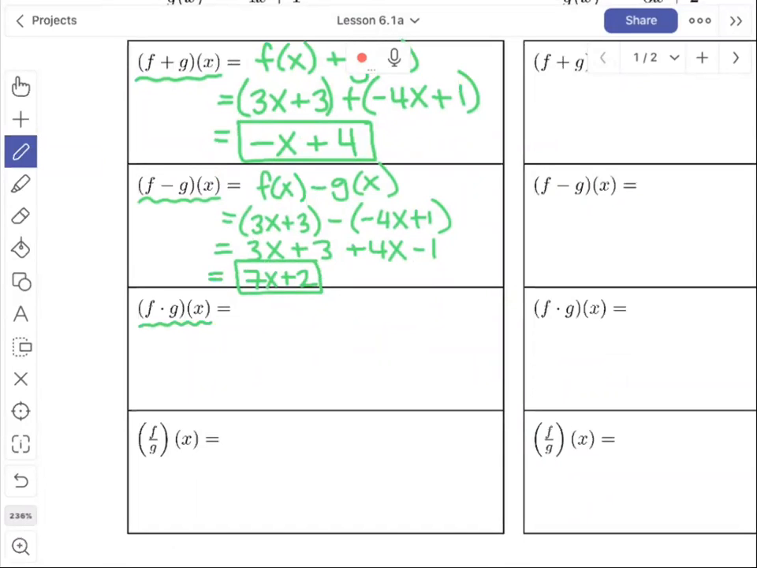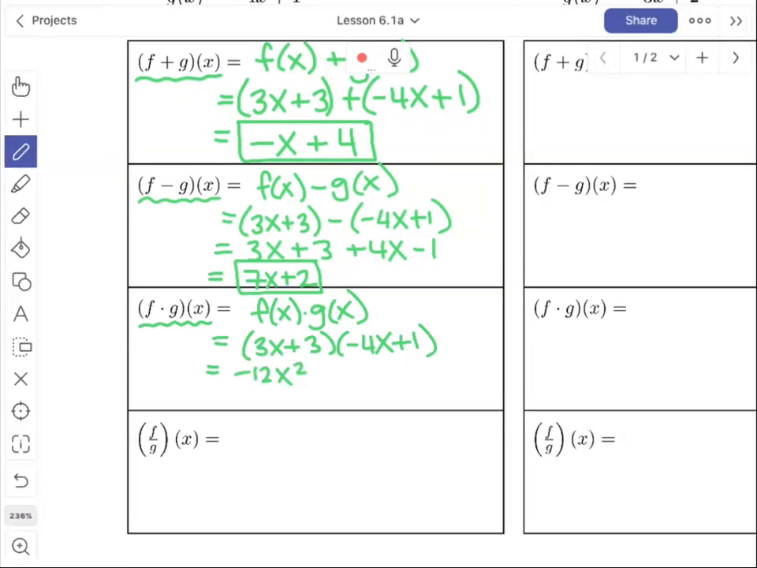So you do f of g of x because they're all pushed together. So then it's 3x plus 3 times negative 4x plus 1. Perfect. Keep going. And then you multiply those together. So it's negative 12x squared.